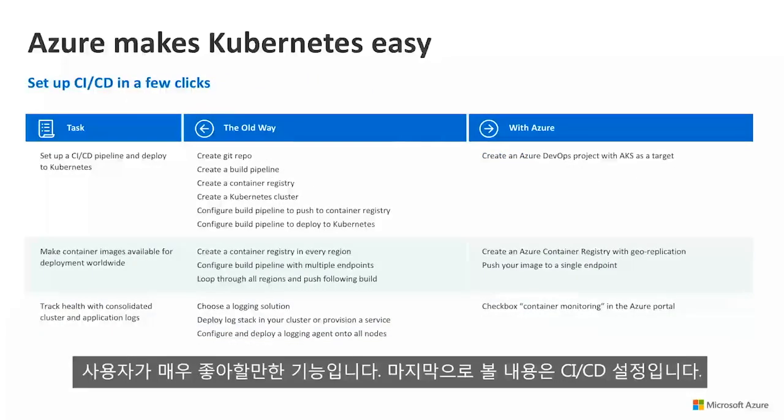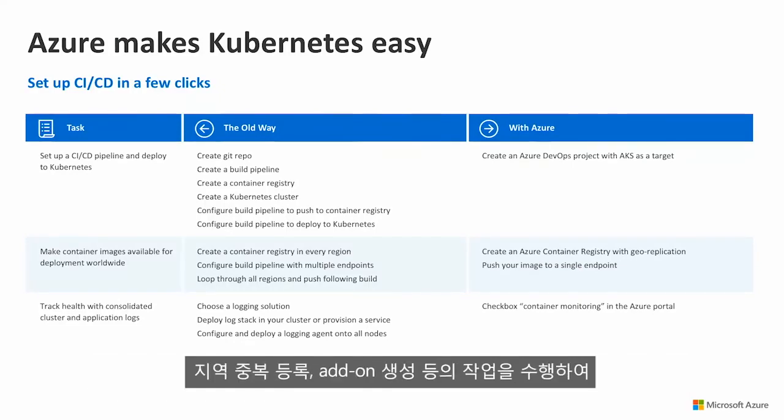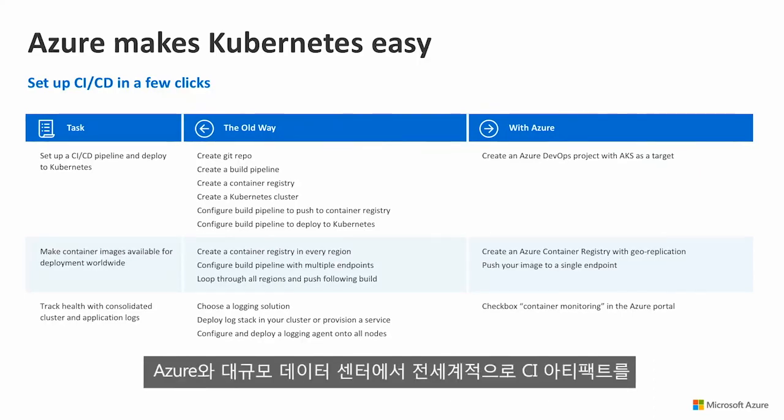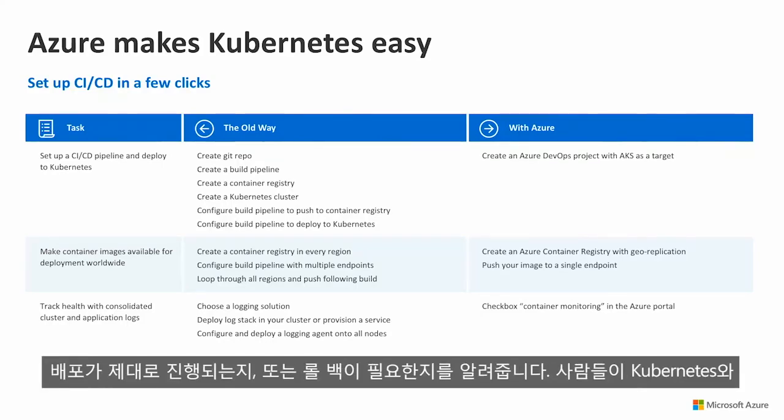The last thing I want to call out here is setting up CI/CD. We have this Azure DevOps project, which allows you to do this with a few clicks. Azure Container Registry geo-replication is a great add-on to that to make sure that you can get your CI artifacts published globally across Azure's massive footprint of data centers. And then we also offer integrated monitoring, so you can tell whether your deployments are actually working or whether you may need to roll back.